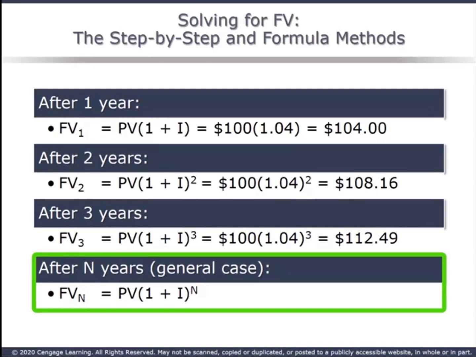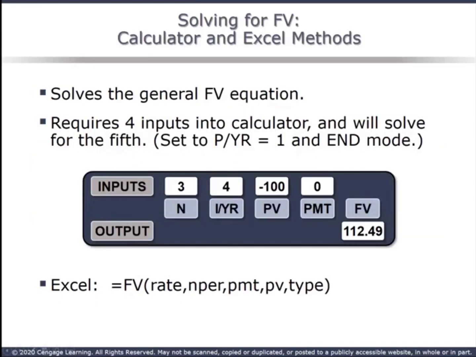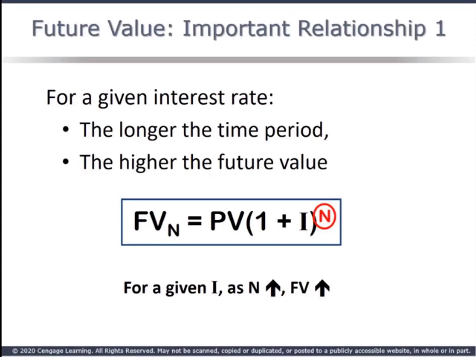112.49. Solving the problem in the TI Business Analyst 2, N is equal to 3, I/Y is equal to 4. Present value is minus 100. It's negative. It's an outflow. You invested the money. Payment is 0. Compute future value. The comparable Excel function is shown at the bottom. Consider the future value formula.